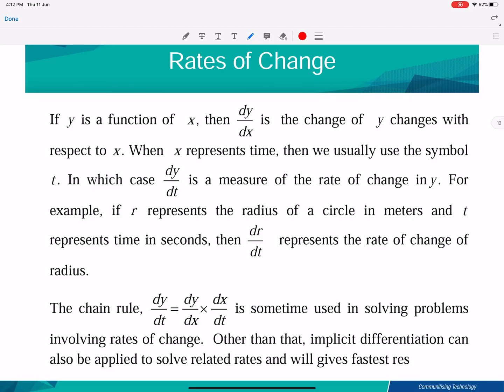Assalamualaikum and hi everyone. This video will teach you how to solve rate of change problems by using the quantities or information given by a question.